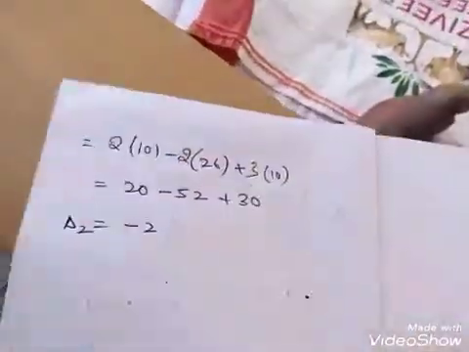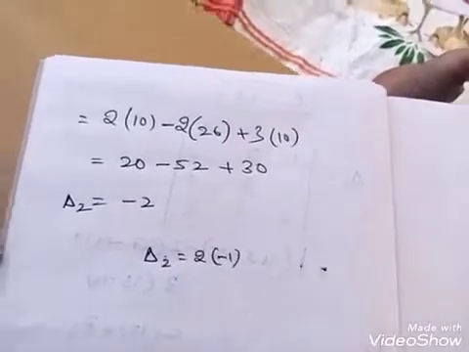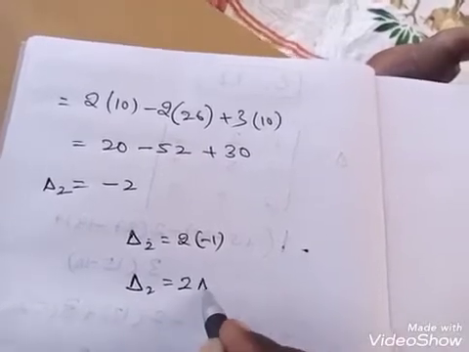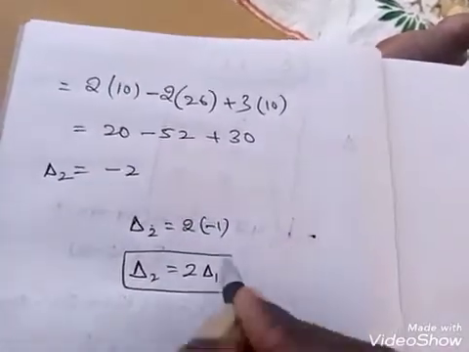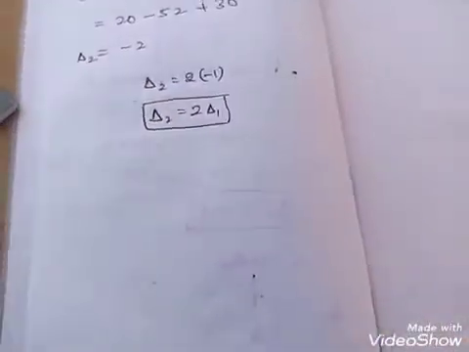What is actually delta 1? Delta 2 is equal to 2 into minus 1, that is nothing but delta 2 is equal to 2 delta 1. You multiplied column 1 by 2, and the resultant value is 2 times.